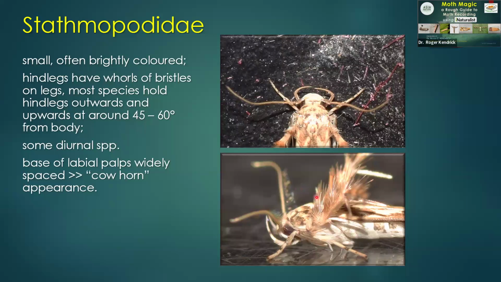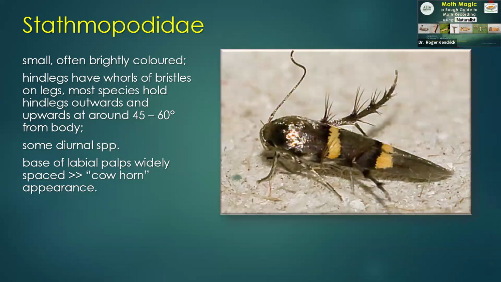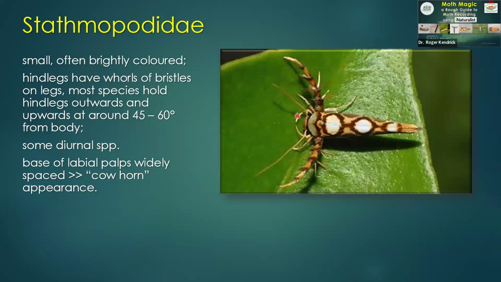The other main factor is the whorls of bristles on the hind leg, and typically raised hind leg resting posture, just like this one. Sorry about the focus on the head. I was focusing on the whorls. Here you see again the Stathmopodidae with the cow horn palps, raised hind leg, and whorls on the legs.